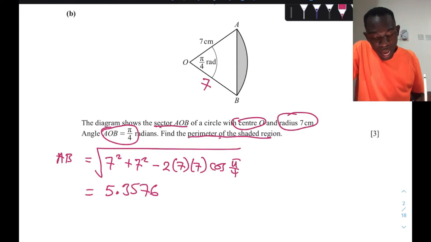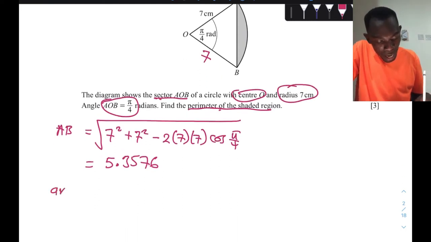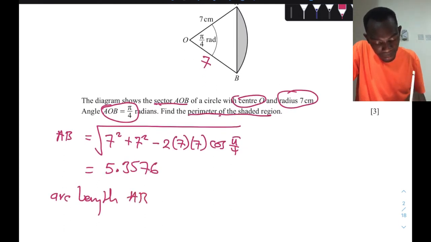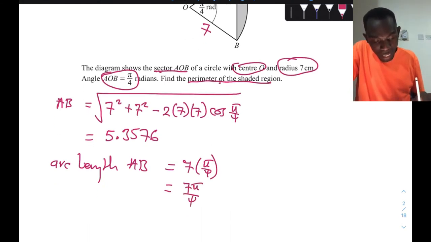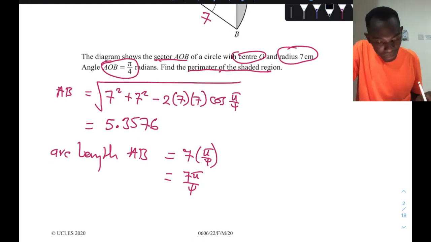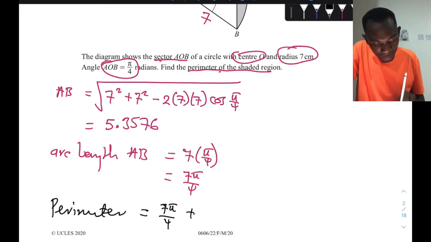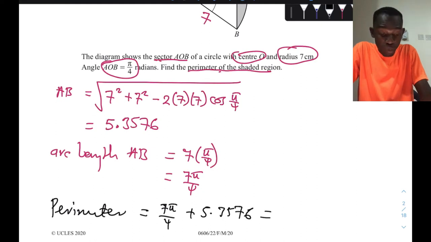All right, then I also need the arc length. What name will we call the arc length? Arc length AB will be equal to rθ, right? So 7 into π on 4, can I just write 7π on 4? Yes, so that I can just add the two and say that the perimeter will be equal to 7π on 4 plus 5.3576. Now you'll be wondering why I wrote that in 4 decimal places. I wrote it in 4 decimal places because I'm going to use it to further solve a question.